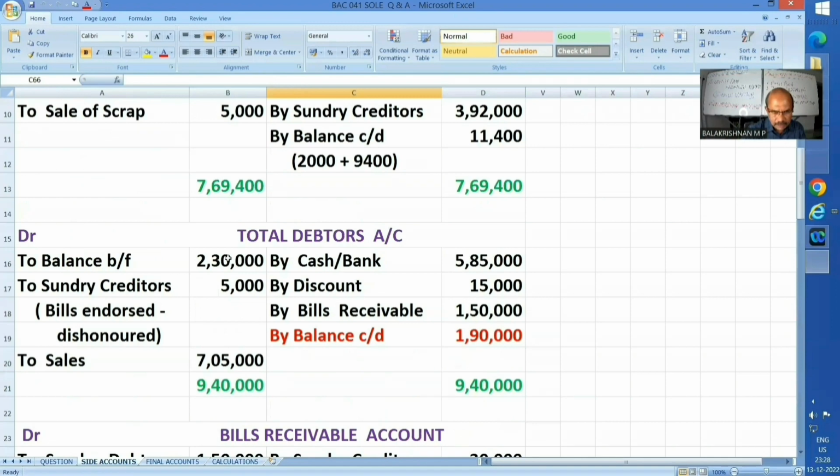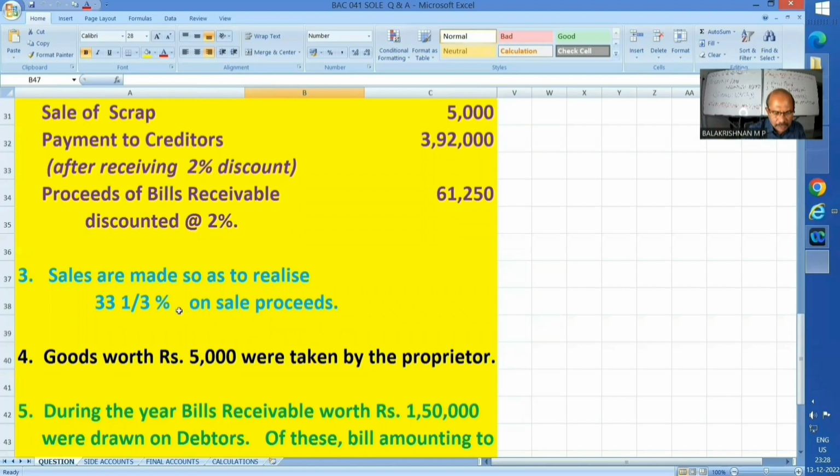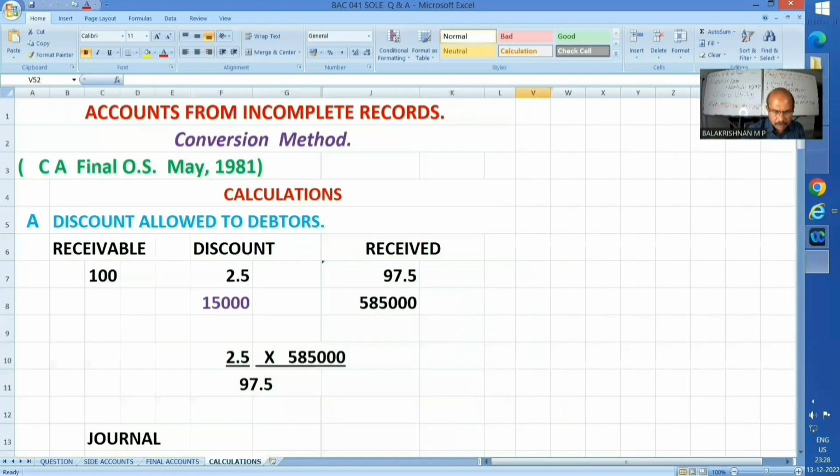So let's see here. This I explained. This I explained. This too I explained. This also explained. And the major thing, we all know that debtors account means predominantly the account will be debited by sales. How did I get this 7,05,000? Sales. Let's go back to the question. They say sales are made so as to realize 33 and 1/3% on sale price. Wherever you see 33 and 1/3%, it means 1/3 of 100. Okay. Let's do some calculation now.